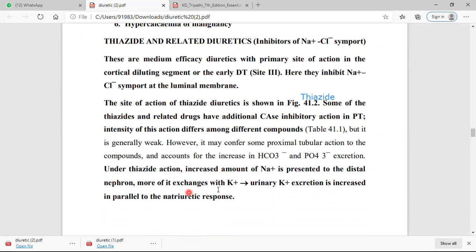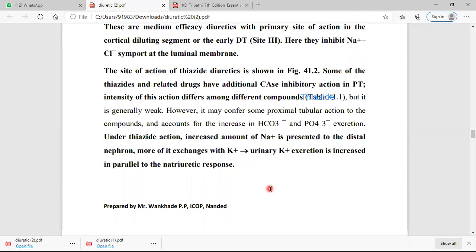It also exchanges with the increased amount of sodium. It also exchanges with the potassium, and hence the potassium excretion is increased along with the sodium excretion. Okay, hence again it causes hypokalemia as a side effect.